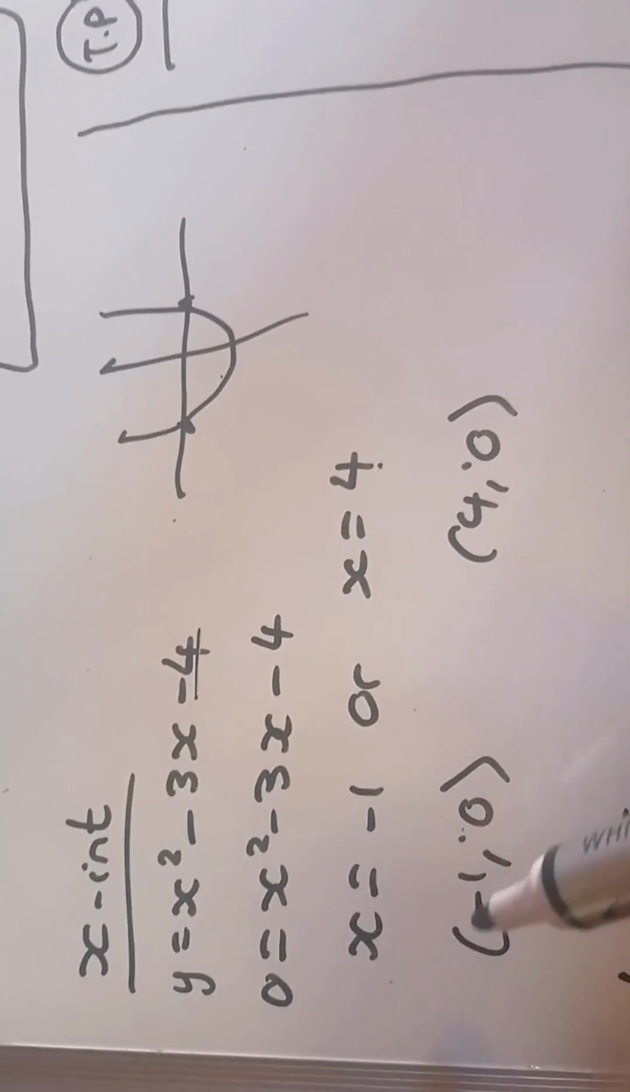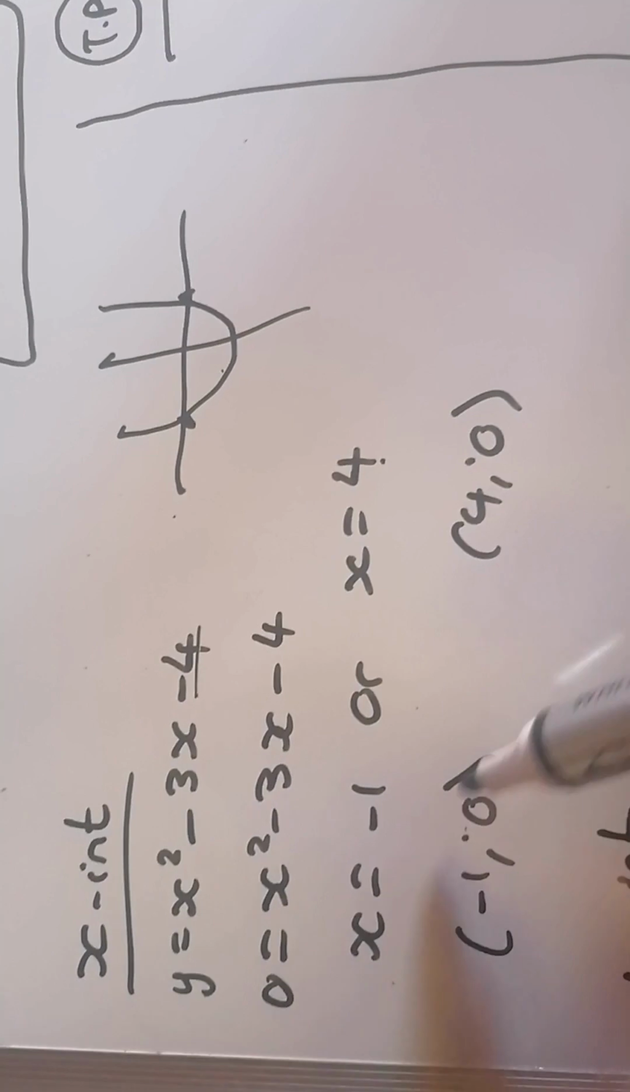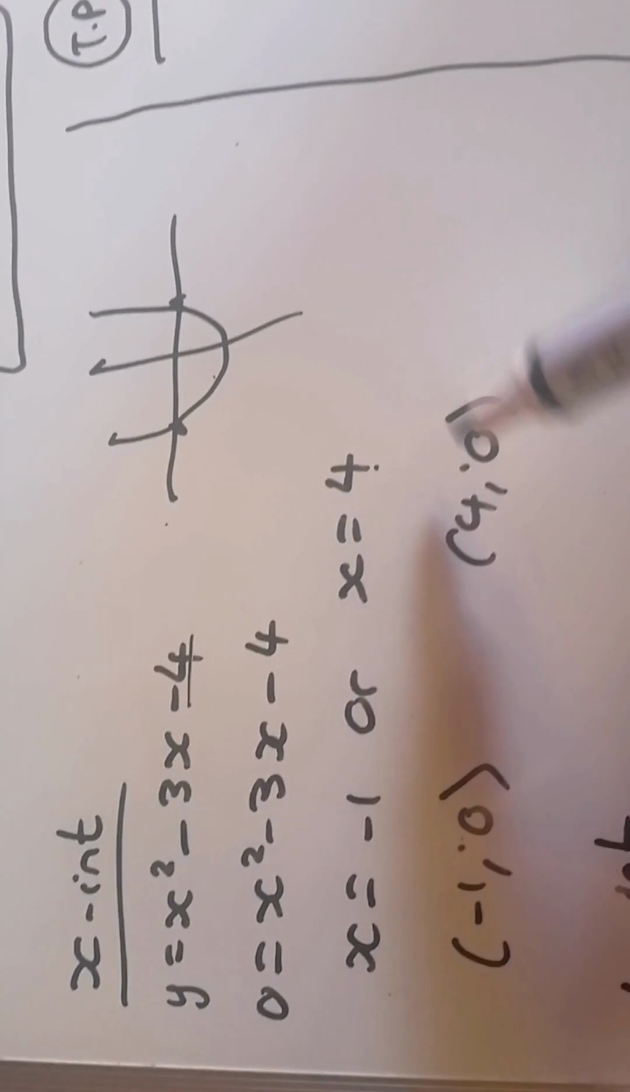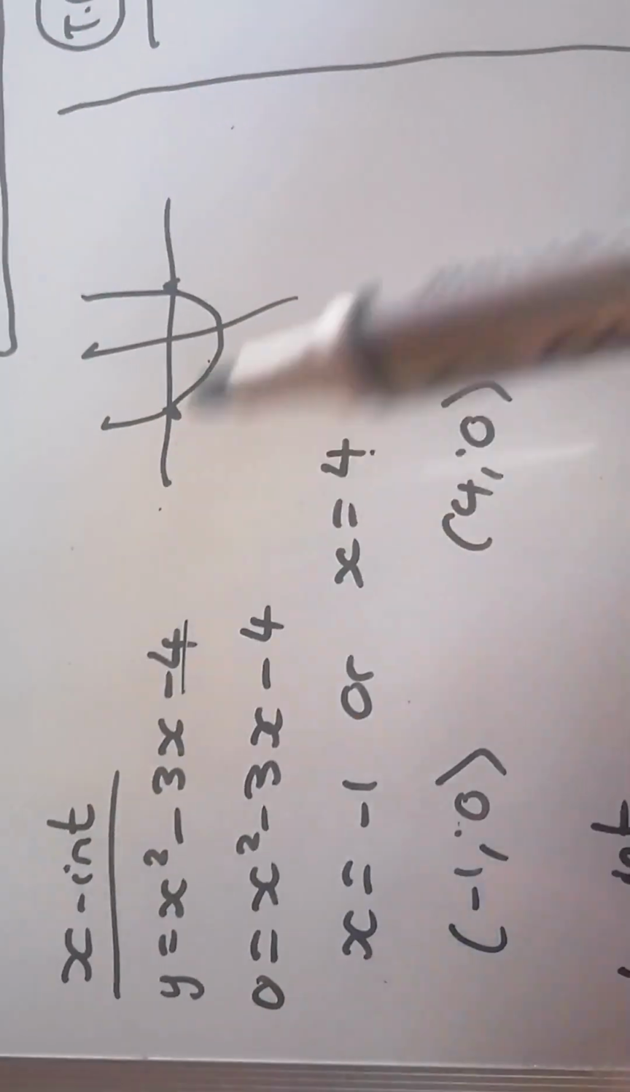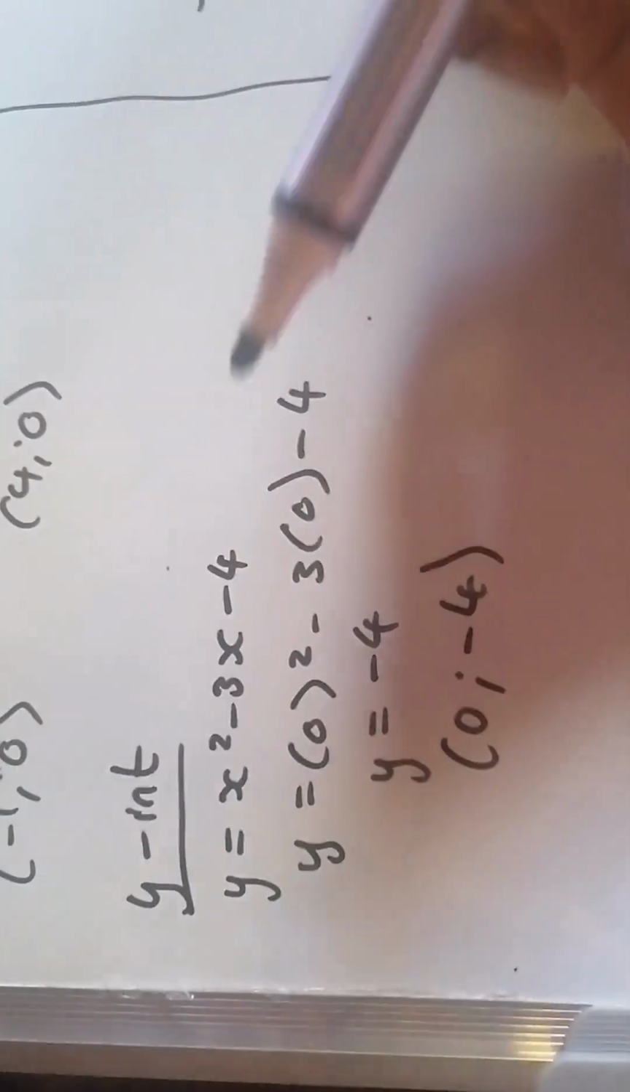So I put on my first pair, minus 1 goes here and 0 goes here. 4 goes there and 0 goes there. Remember, zeros are your y values for x-intercept. Then I need to work out my y-intercept.